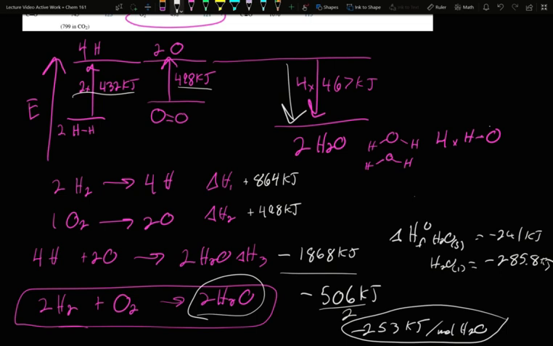Using bond energies, we can actually approximate what we expect the delta H for a reaction to be. It's not as good as actually using delta H formations or Hess law equations directly, but it puts you very much in the ballpark. It gets us very close to the expected values.